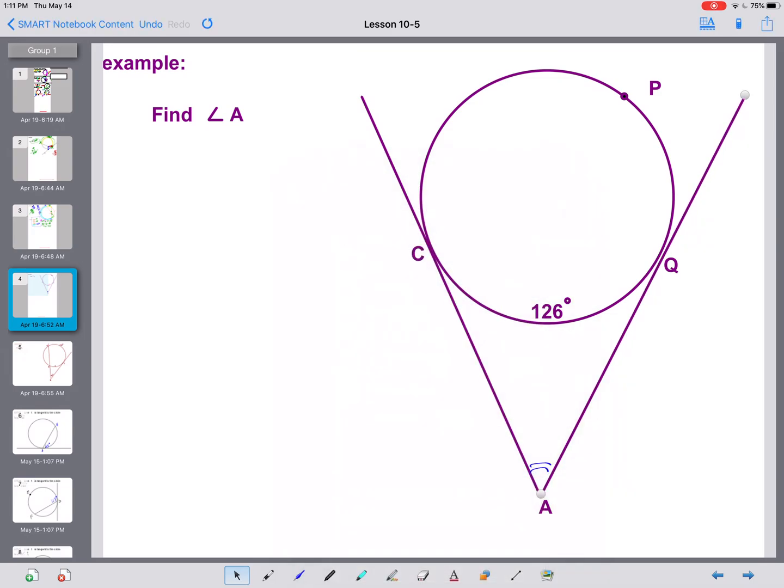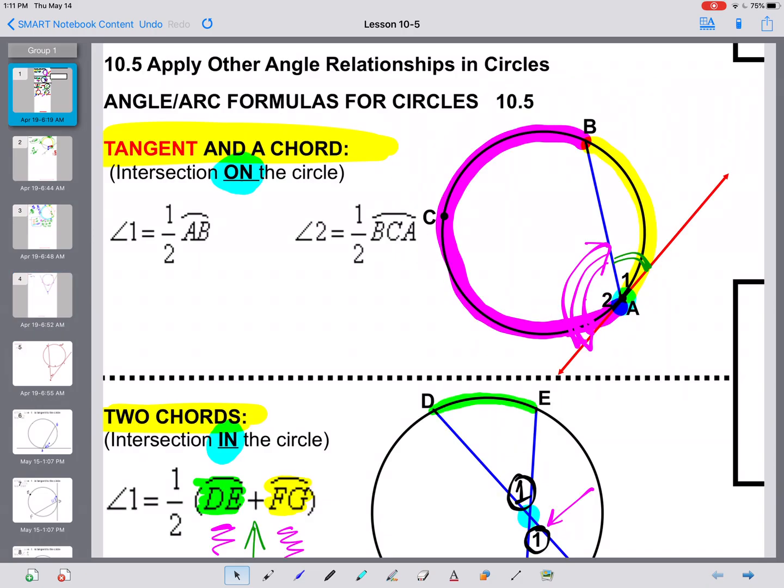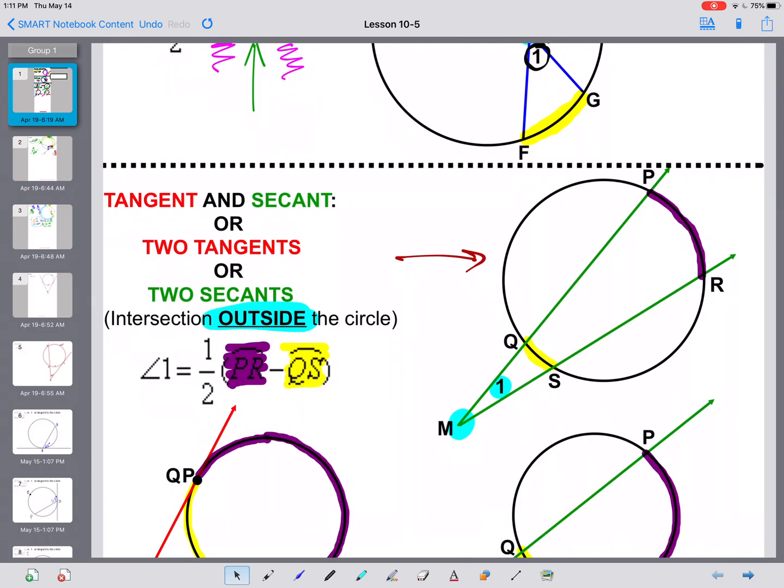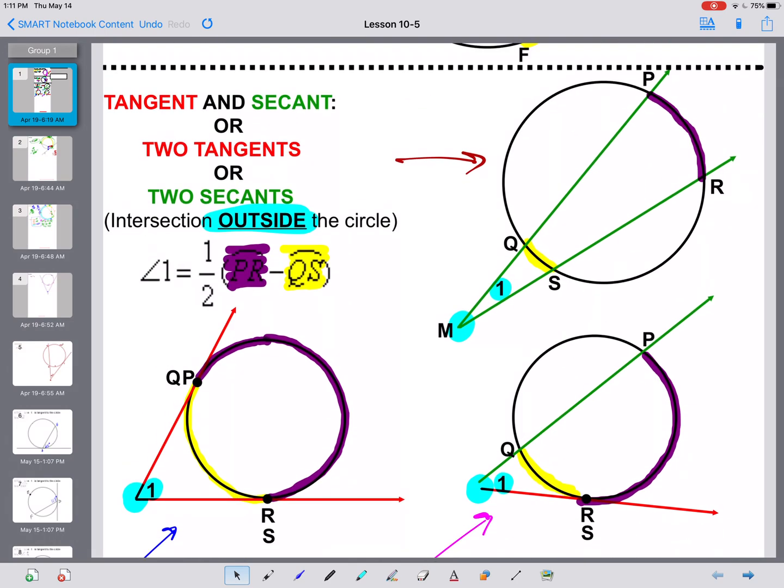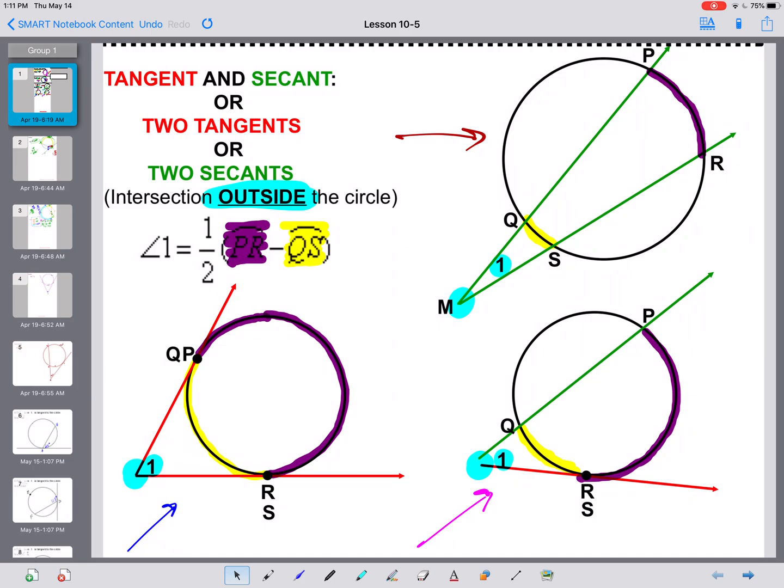So now, which formula are you going to use? Well, you look at your formula sheet and you go, which one is it? It's not the first one. It's not the second. Oh, yeah, it's the third formula. Two tangents, that's what you got right here. There's our formula: 1/2 times the angle that is formed is equal to 1/2 times the big arc minus the small arc. Again, the angle on the outside right here is equal to 1/2 times the big arc minus the small arc.